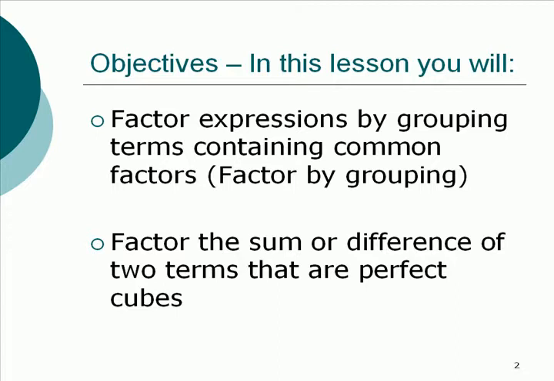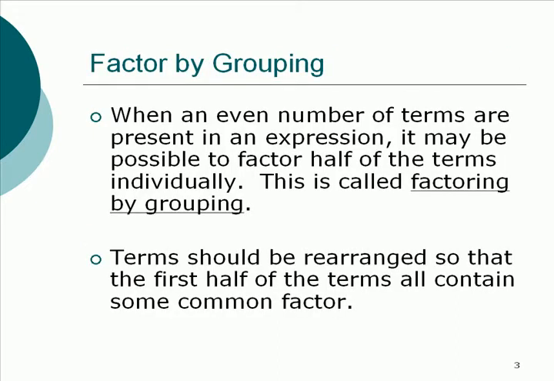Now the criteria for factoring by grouping is kind of strange. We'll take a look at that in just a second here. The thing that tips you off to factoring by grouping usually is that there's four terms. But there has to be an even number of terms. If you've got an even number of terms, it might be possible to factor just half of them. That's why you have to have an even number, because you can factor exactly half of them individually. And if you do that, it's factoring by grouping.